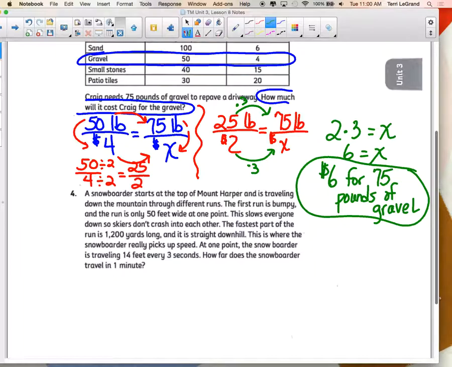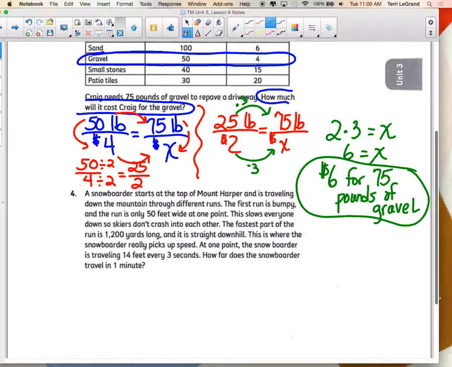It's $4 for 50 pounds. Can you give me another one that you know? So $6 gets you 75 pounds. $4 gets you 50 pounds. Get it? $2 gets you 25 pounds. So all of those things are representing what's going on in this problem.